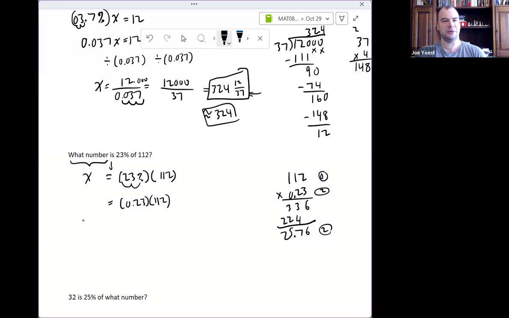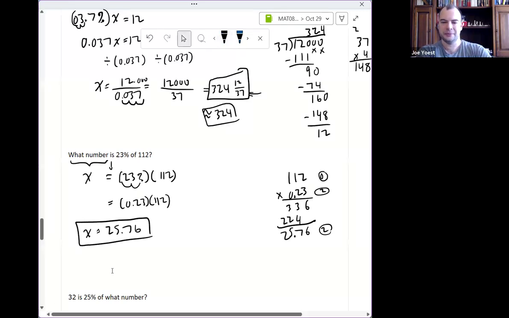I know that 23% is, say, about a quarter, and 112 is about 100. A quarter of 100 is 25. So 25.76 seems in the ballpark of what I'm looking for. So that seems like it's about right.